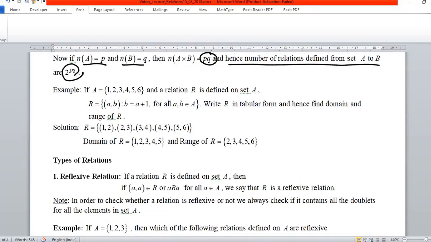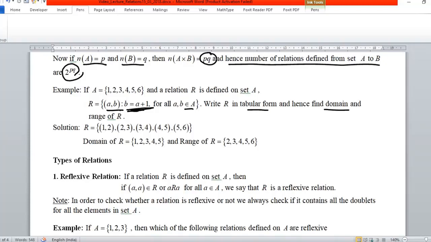Suppose a set A contains the first 6 natural numbers, that is 1, 2, 3, 4, 5 and 6, and a relation is defined on set A. Relation R is defined on set A, by which we mean that we are defining the relation from set A to A itself, by R equals (a, b) such that b equals a plus 1, for all a and b belonging to set A. Now write R in the tabular form and hence find the domain and range of the relation R.